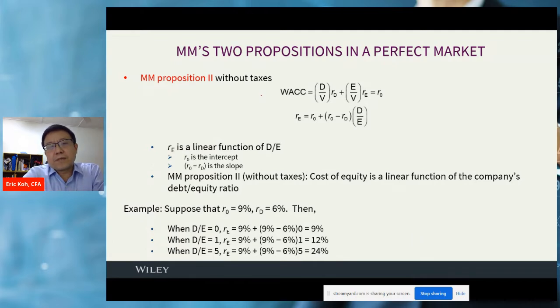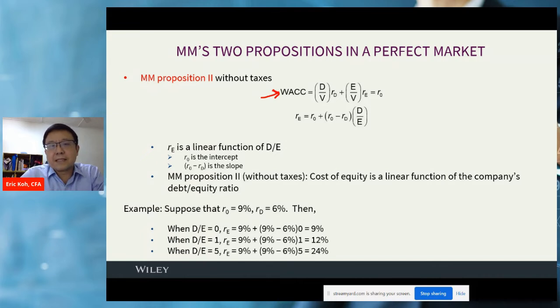Now, recall that your weighted average cost of capital, the WACC, is simply this, right? If you were to move around and manipulate the equation, you can express it in the following method. RE, the cost of equity, is R0 plus (R0 minus RD) multiplied by D over E. It sounds scary, it sounds long, but let's see if we can simplify our interpretation of this formula.